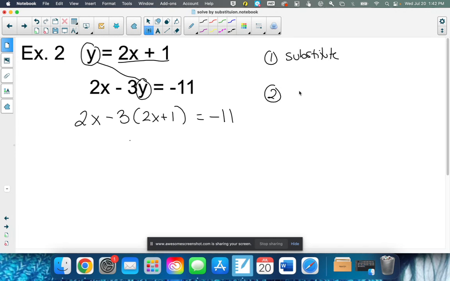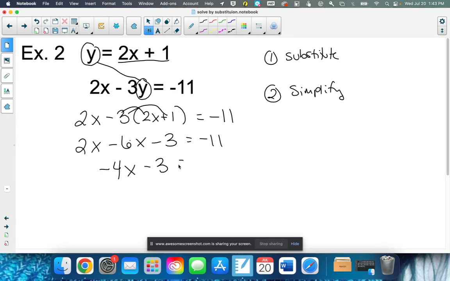So in this case, I am going to have to simplify my equation. So 2x, and then I have to distribute my negative 3. So that's a negative 6x. And yes, that is a negative 3. That's why there's a negative or minus sign in front of it. So I am distributing the negative 3. Negative 3 times 1 equals negative 3, minus 3 equals negative 11. Simplified a little bit more, I can combine my like terms. I have 2x and negative 6x. That's negative 4x, minus 3 equals negative 11. So I have substituted and simplified. That's steps 1 and 2.